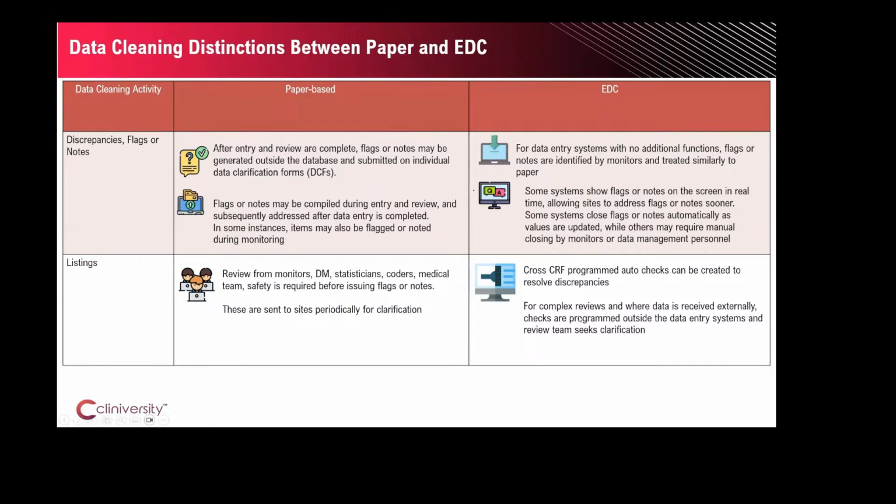However, for EDC, it becomes easier because there are program checks, auto checks that can be created to resolve the discrepancies. Then there are also listings that are created where external data such as labs, once they are received in-house, are compared against the EDC data, and then the resulting listing will give the discrepancies, which are then queried within the EDC system in real time.